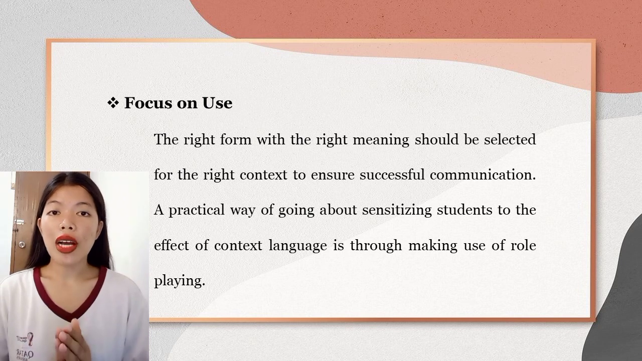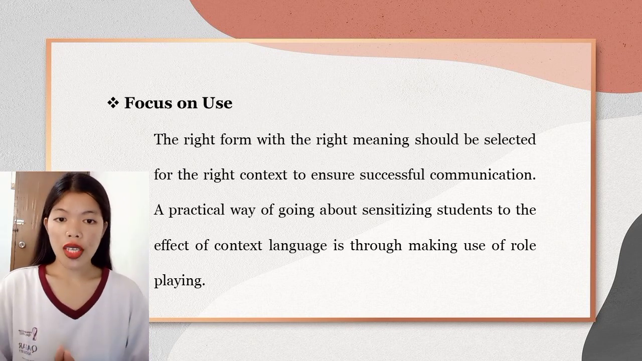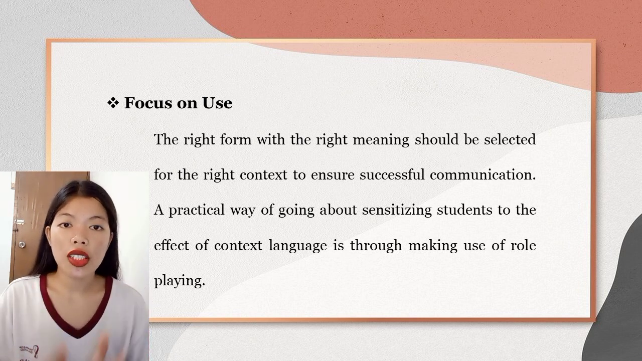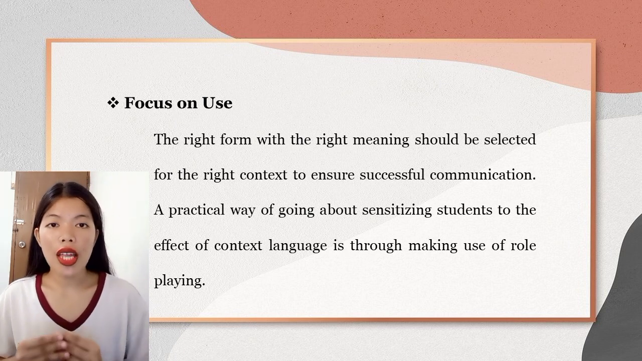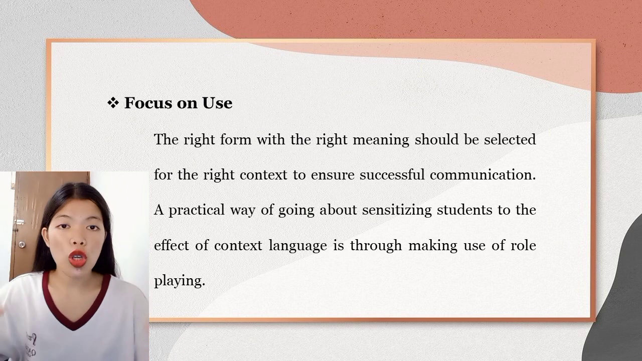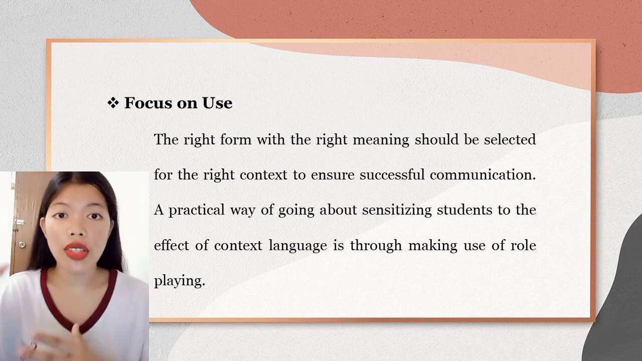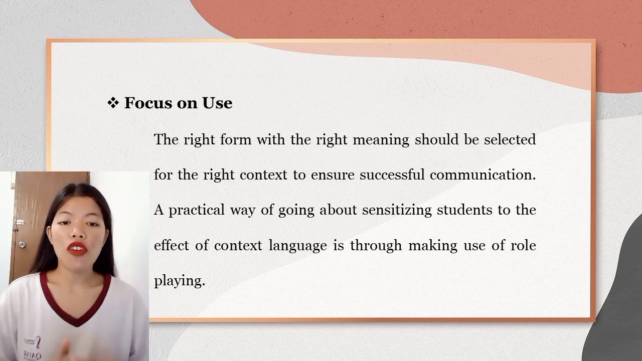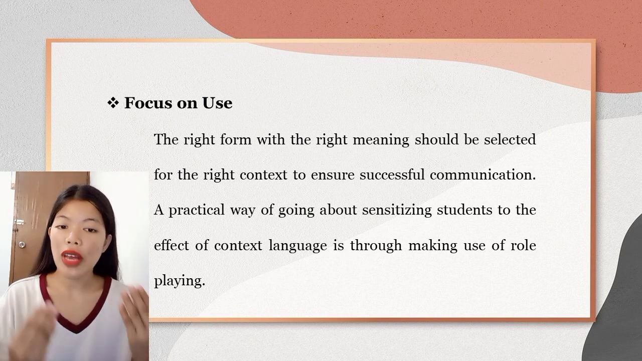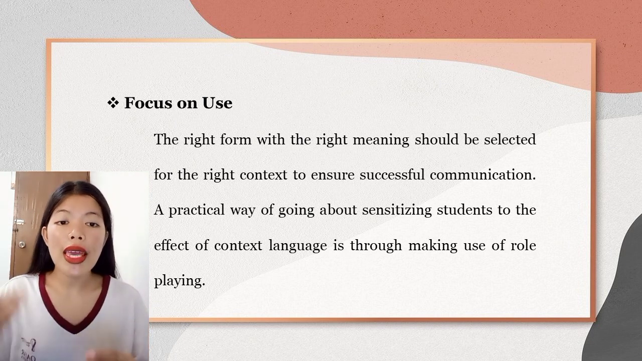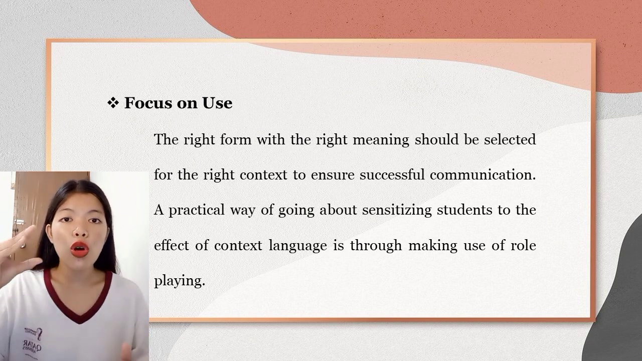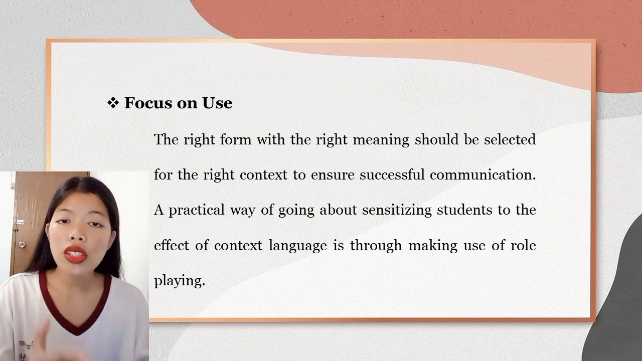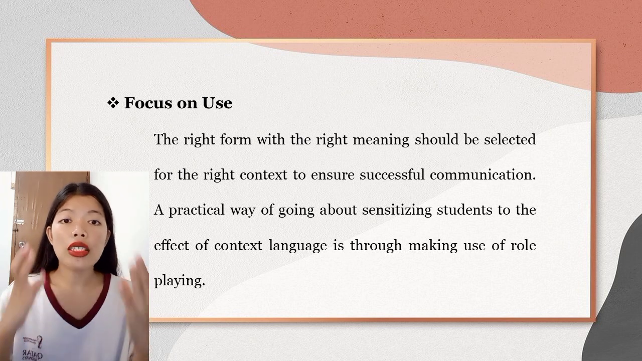For the third and last practical activity, we have focus on use. The right form with the right meaning should be selected for the right context to ensure successful communication. So it is very important that from focus on form and focus on meaning, you have a correct understanding of it in order for you to effectively use it in your day-to-day life. A practical way of sensitizing students to the effect of context on language is through role playing, because through role playing, they can use a real-life context. So it is easier for them to acquire and understand that role play because it is relevant to their life.